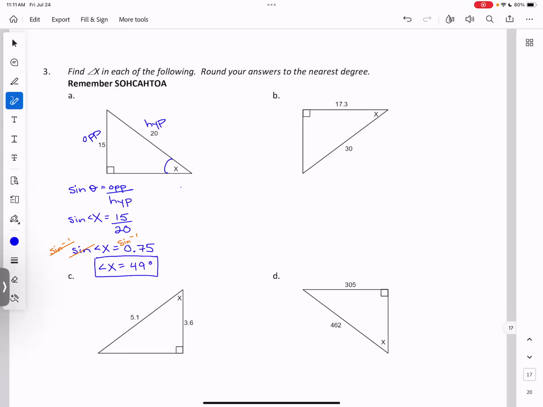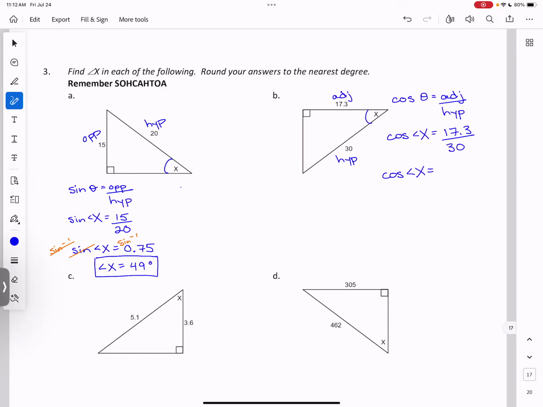Okay, next one. So let's label. So we're dealing with an adjacent side here and a hypotenuse. So that means we're talking about the cosine ratio. So cosine of any angle theta is adjacent over hypotenuse. So cosine of our angle x is 17.3 over 30. Let's convert that to a decimal.